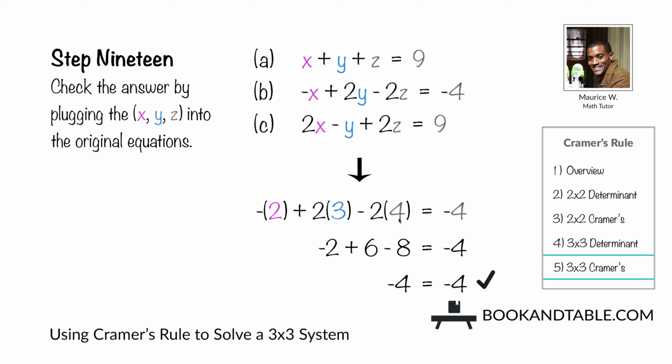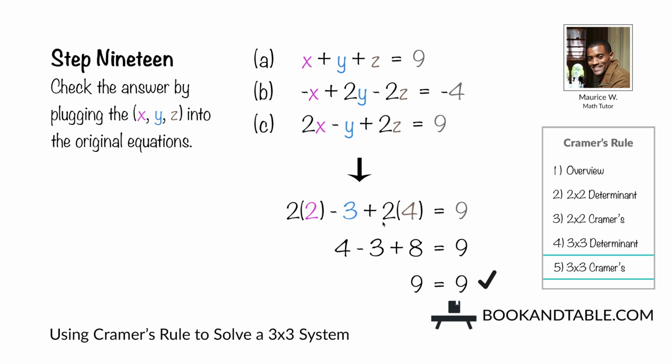And for equation C, we get 2 times 2, which is 4, minus 3, plus 2 times 4, which is 8. 4 minus 3 is 1, and 1 plus 8 is 9, giving us 9 is equal to 9, confirming that x is equal to 2, y is equal to 3, and z is equal to 4 is the solution to this system.